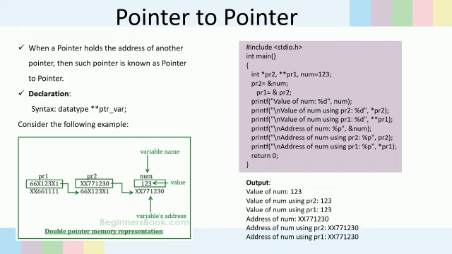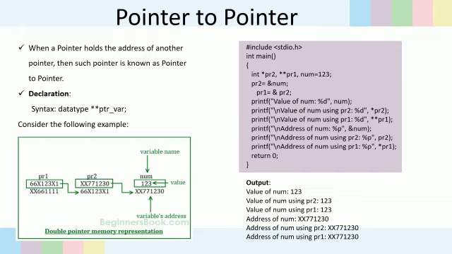So to print the value of the variable num, either the num variable can be directly used, or *pr2 can be used, or **pr1 can be used. To print the address of the variable num, we can either use &num or pr2 or *pr1. So the corresponding output is given.